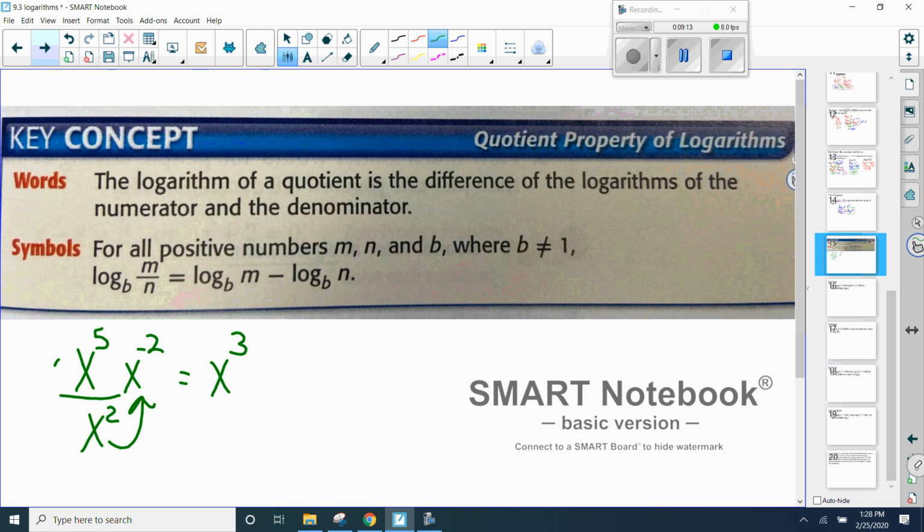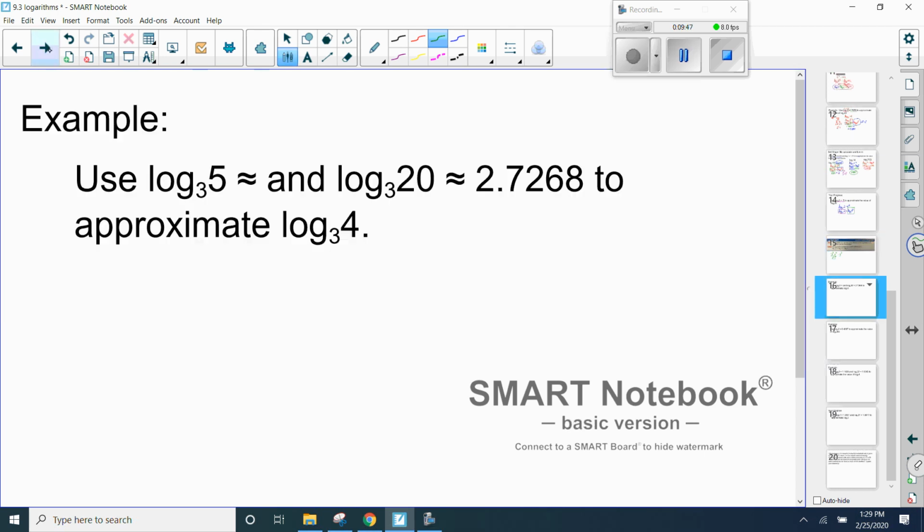Why doesn't b equal 1 again? We talked about that one yesterday too. You get a straight line, right? Because 1 to any power is 1. So it doesn't hold to the exponential part. So if your argument is division or a fraction, you subtract the log of the numerator and the denominator from each other. You're going to subtract the exponents.